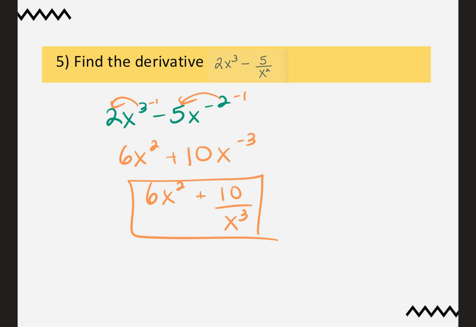Number 5, we're doing the derivative. You don't have to do the long way, so we're doing the power rule. The 3 gets multiplied by the 2, so you get 6, and subtract the 1 from the exponent, so it's 6x squared. And then you have to move this x to the top first, so it becomes -5x to the -2. The -2 multiplies times -5 and gives you 10, subtract the 1, and I get the -3. It can't be left there. It's going to get moved back down to the bottom, so it goes to the bottom as +3.